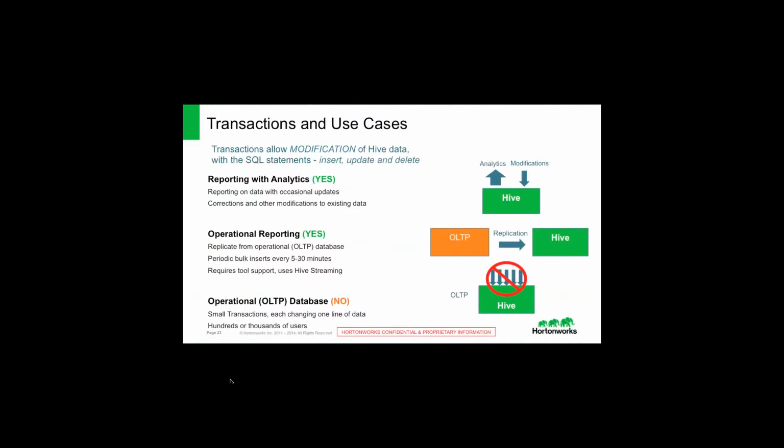But if you needed real time, then there's also the introduction of Hive streaming, which allows you to stream data in real time directly into Hive schemas, and users would be able to see those changes immediately. But we will not be replacing your OLTP databases, meaning those transactional systems that do random and small inserts, updates and deletes, and very frequent updates or deletes with hundreds or thousands of users. That's not the intention of Hive.